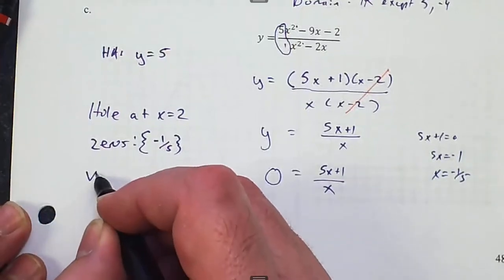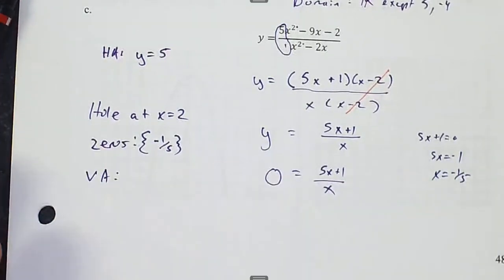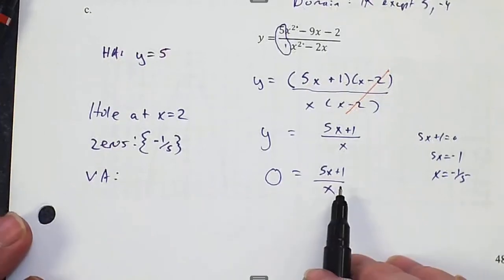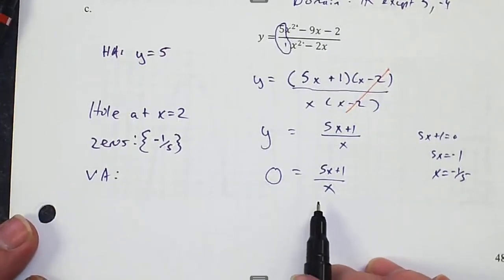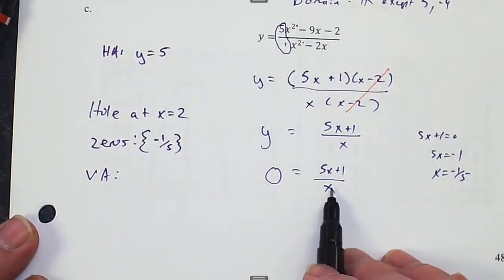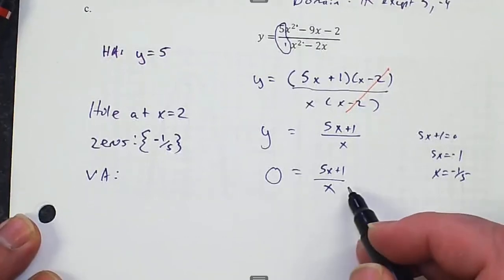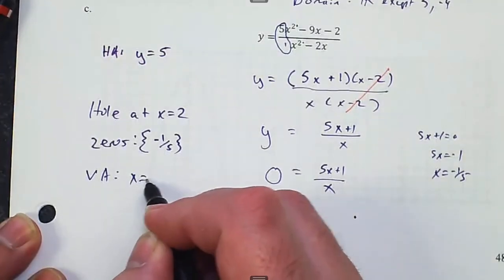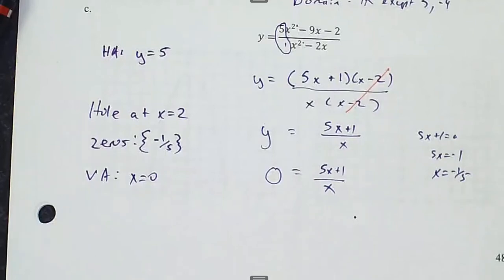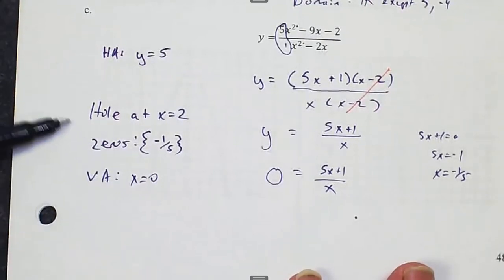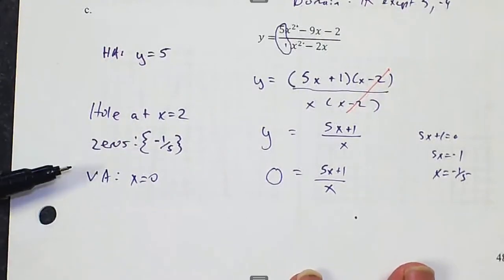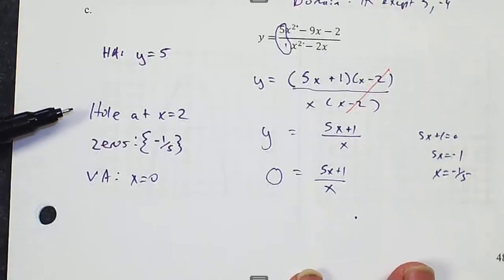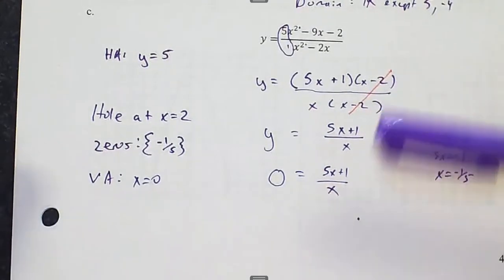Now, vertical asymptotes occur when you divide by 0, so I look at the bottom. What makes the bottom 0? Just set x equal to 0, and you get 0. So I have a vertical asymptote at 0. You'll hear me say this little mantra over and over again: zeros are zeros of the top, vertical asymptotes are zeros of the bottom, and holes are zeros of both, because we canceled it out of both. Okay?